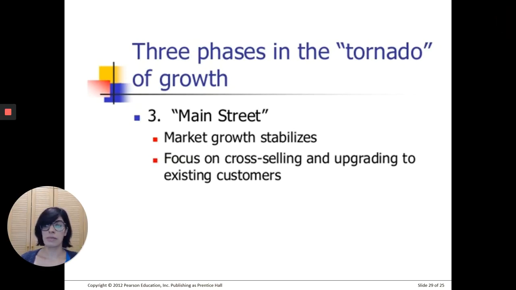And the third phase is Main Street. This is when you've exponentially grown your sales and now you're actually stabilizing. So market growth starts to stabilize and you start focusing on cross-selling and upgrading to existing customers. So your product has been adopted in the market. People are raving about it, but the sales are not declining, but they're not increasing at the same rate either. So now what you do is you get to know your customers more and you start upgrading your product and you start adapting it to what your existing customers want.